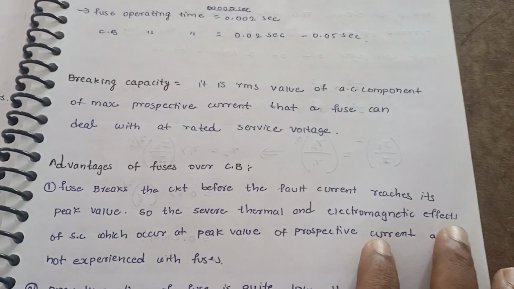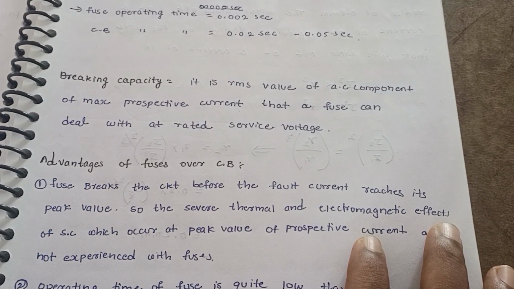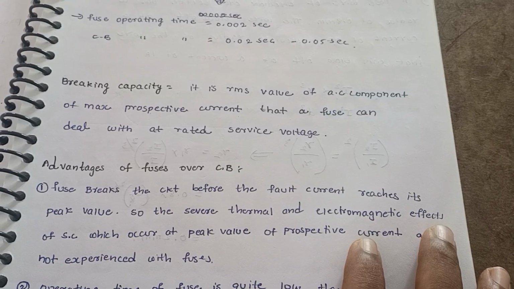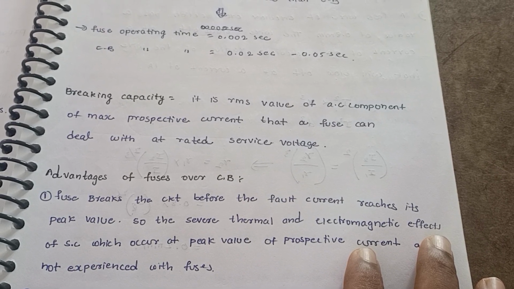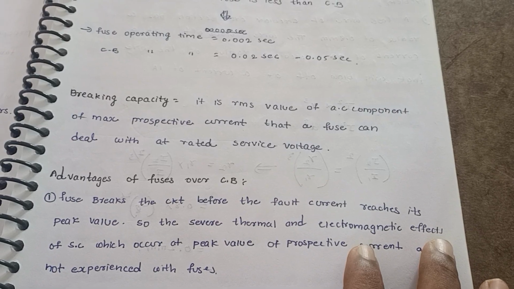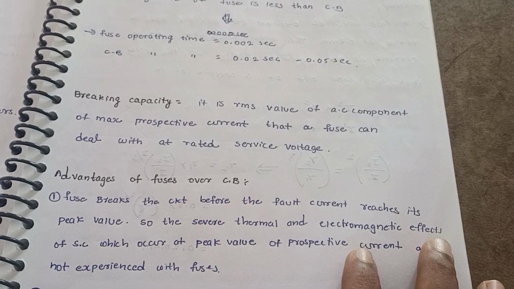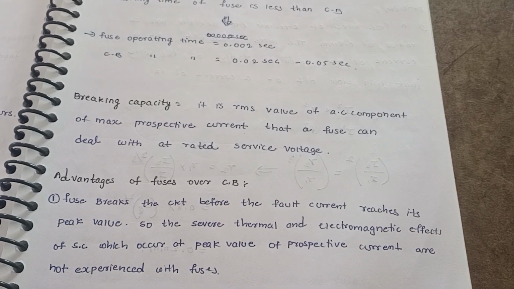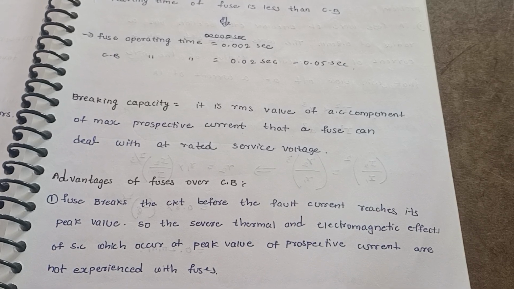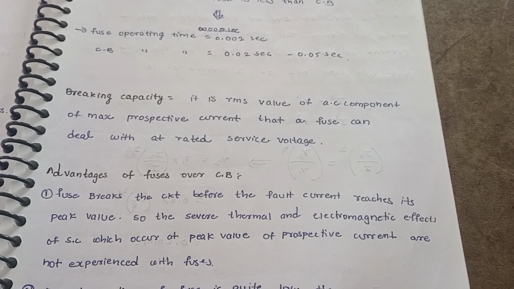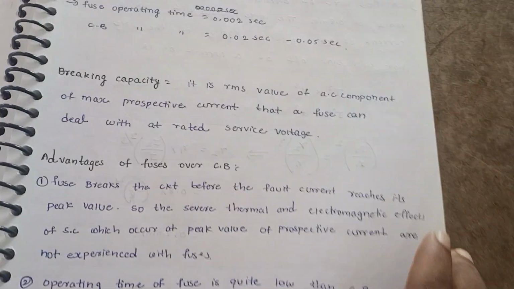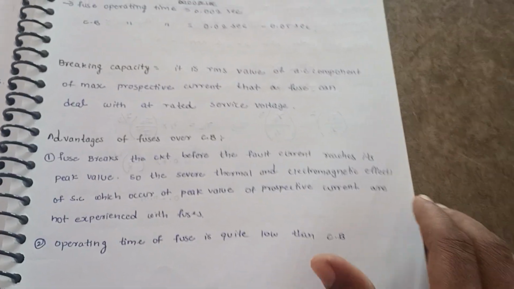Next, breaking capacity. It is the RMS value of the AC component of the maximum prospective current that the fuse can deal with at the rated service voltage.